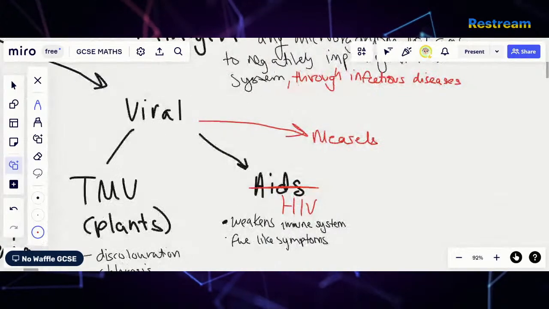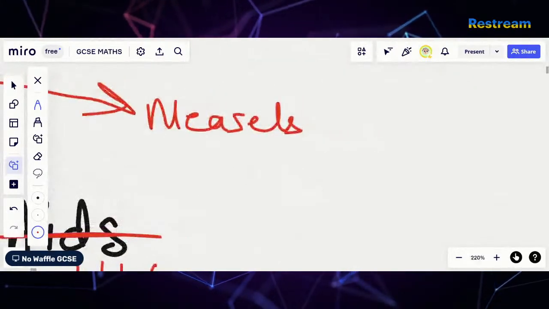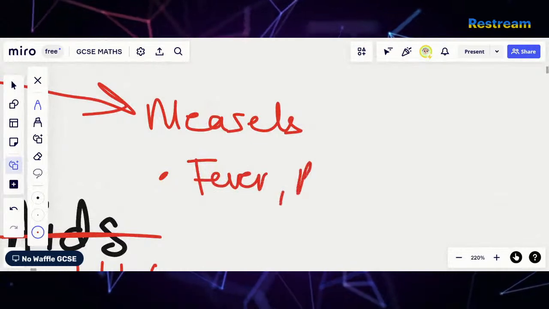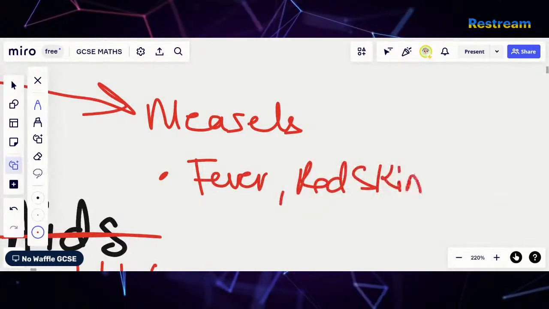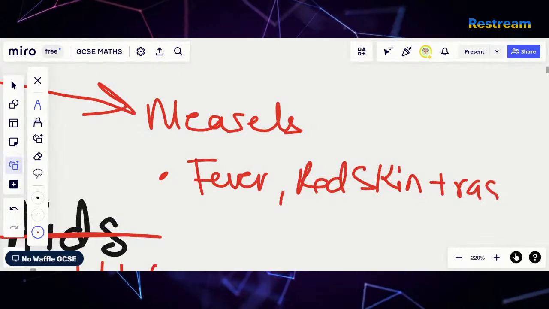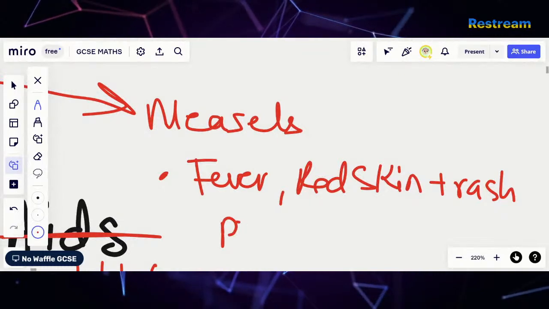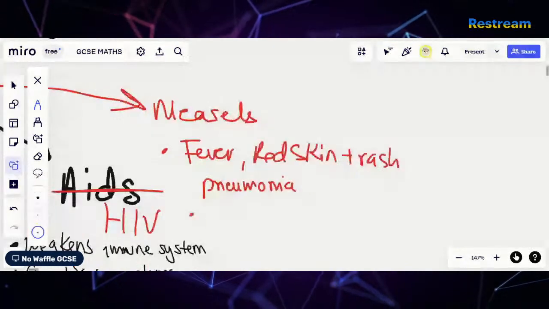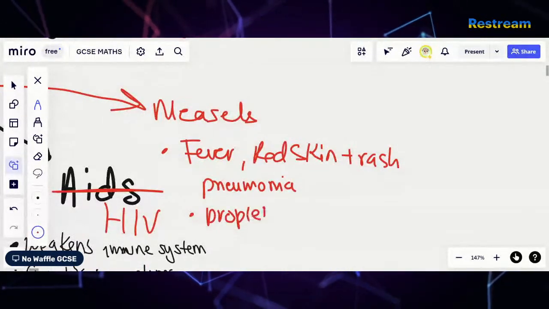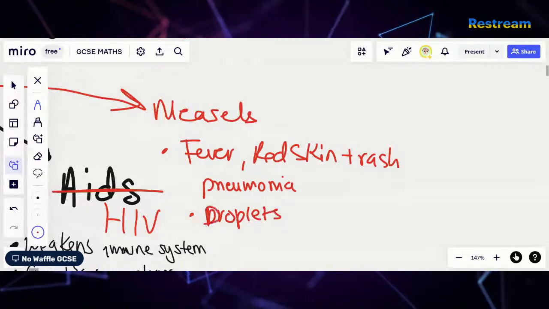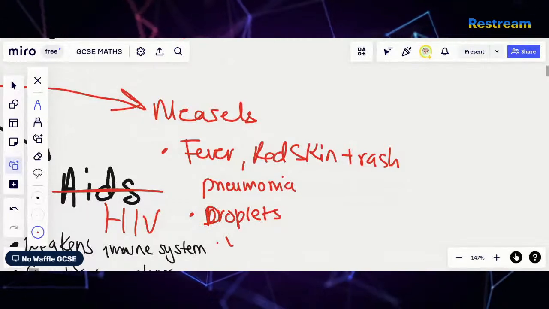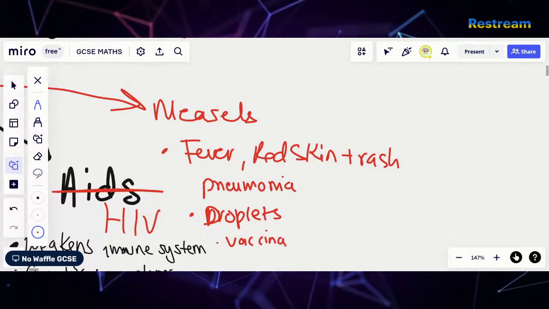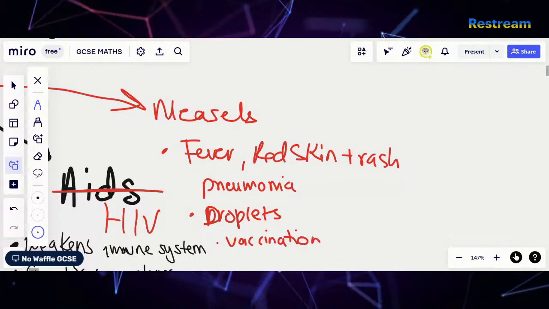So in terms of the symptoms of measles, you have fever, you get red skin and rash, which can lead to other problems such as pneumonia. And it's spread via droplets. And it can be prevented via vaccination. So you just need to know some symptoms, how it's spread, and how it can be prevented.